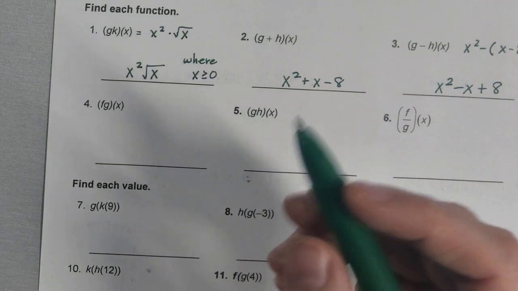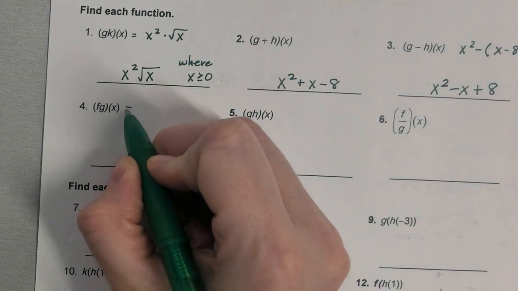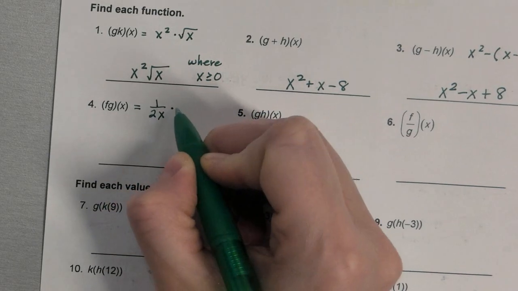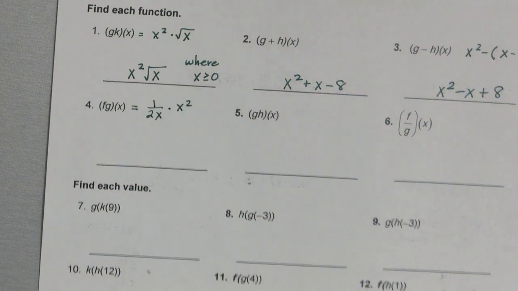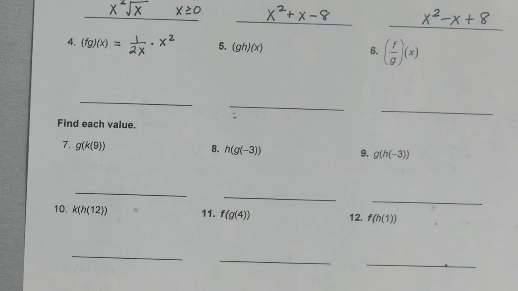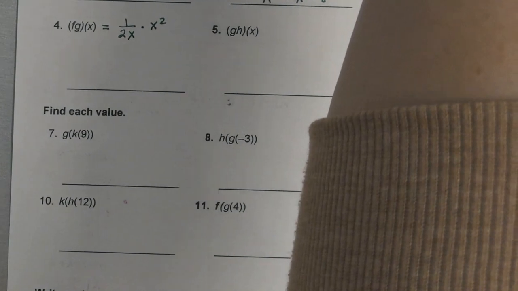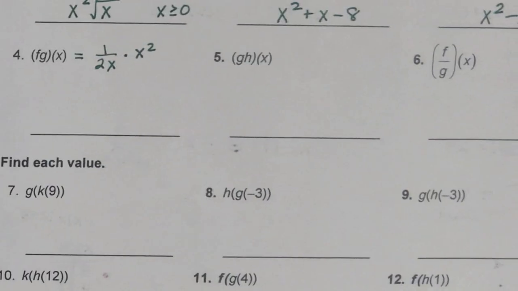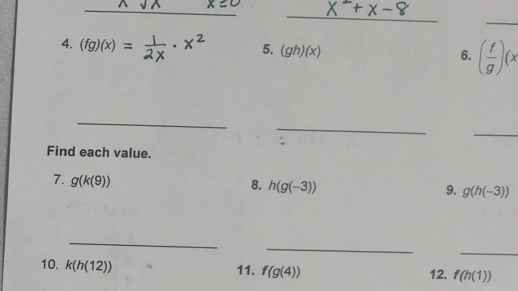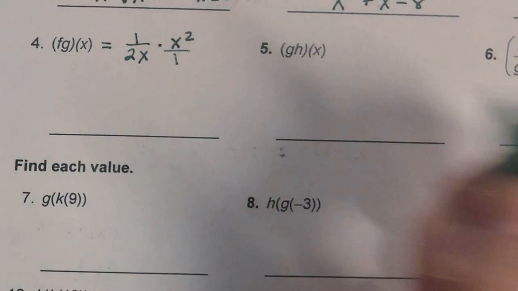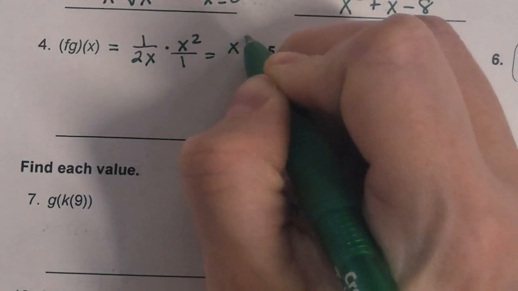All right, number 4. This is a good one to go over. So you have 1 over 2x times x squared. So when you have fractions, we have to remember what the rule is. If you're multiplying fractions, you have to do what with them? Yeah, if it's a whole number, put it over 1. I would absolutely recommend that. So then I get x squared over 2x.